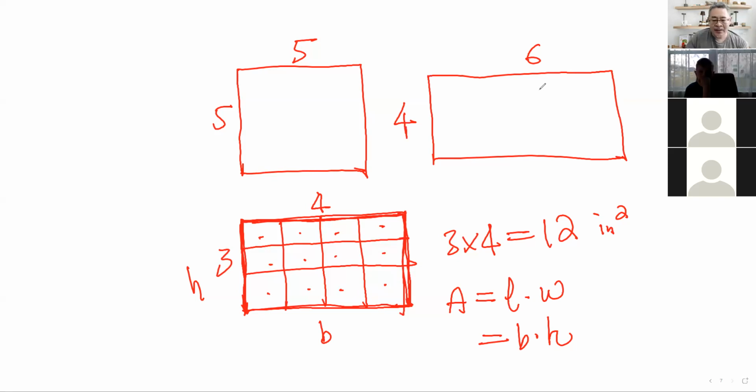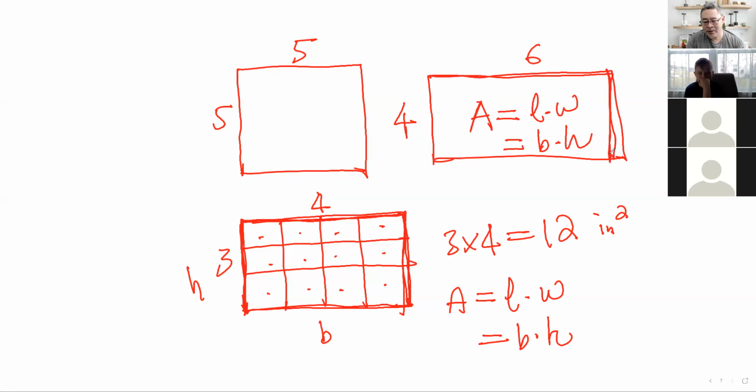Good job. Very good. So now we know how to do area. We know the rectangle. We know that is length times width, or base times height. And so basically this tells us how many unit squares we have to occupy this shape.